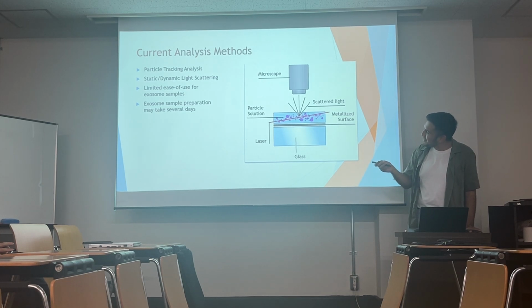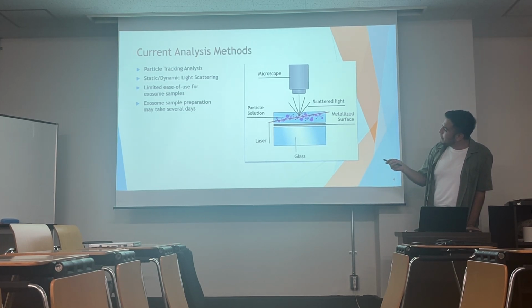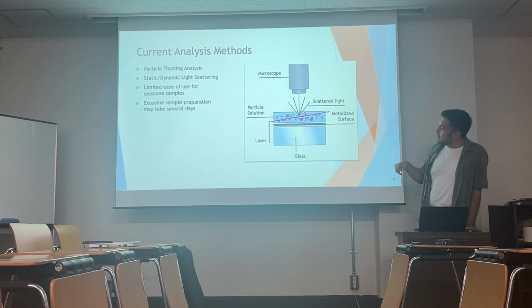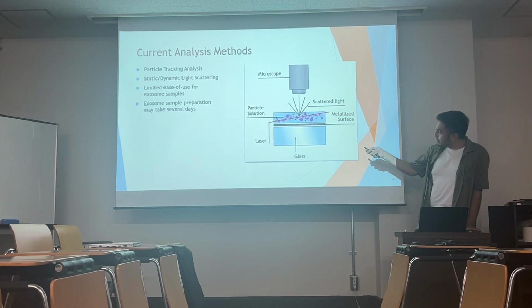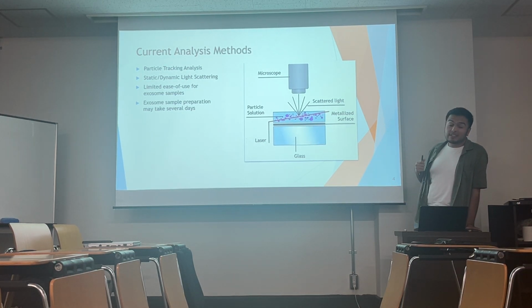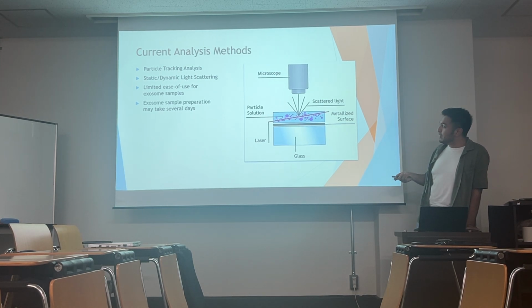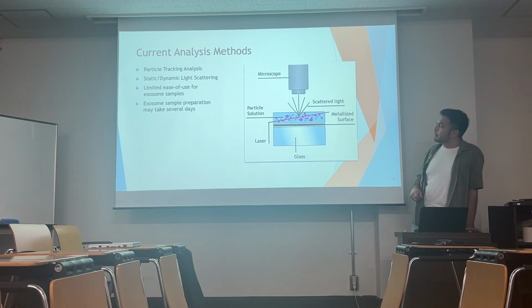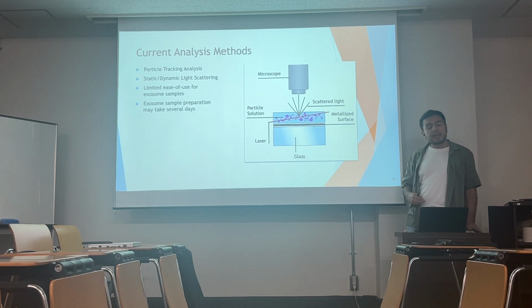particles, a particle solution. This laser bounces off of particles within the solution and into some sort of detecting device. For particle tracking analysis, a laser is shone into this particle solution, which is on top of a metallized surface right there, reflected into a microscope. For static and dynamic light scattering, this laser light is shone directly through the medium and into a camera. Both of these are very accurate, but they have a limited ease of use when working with biological samples.